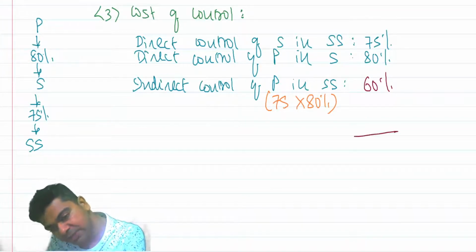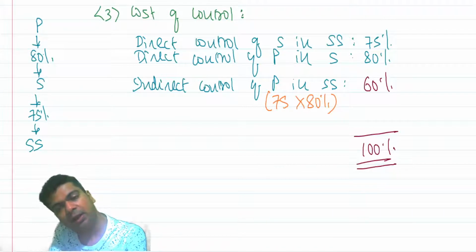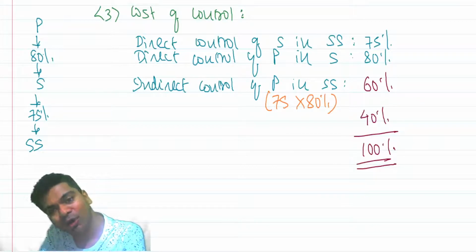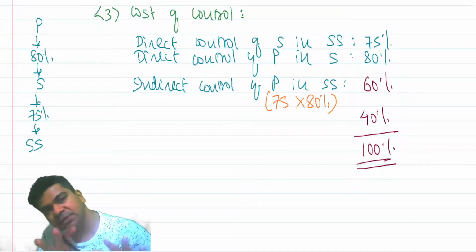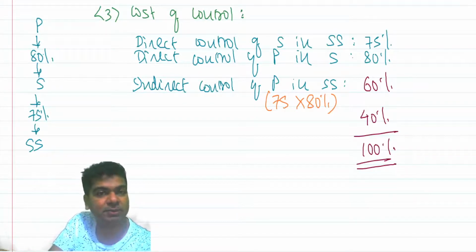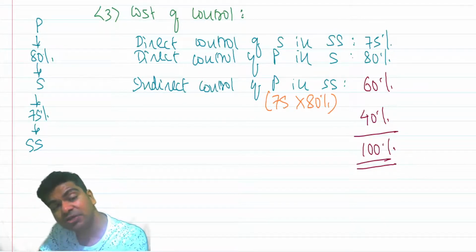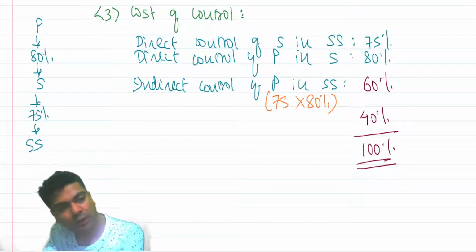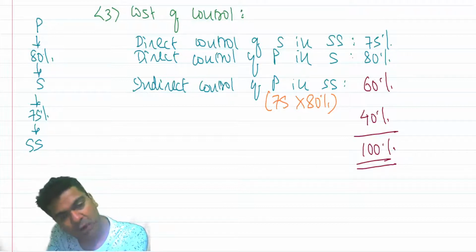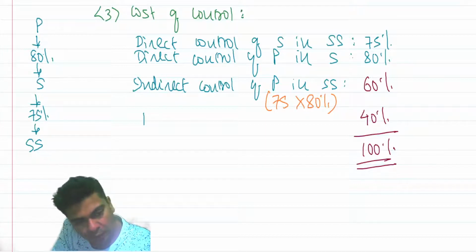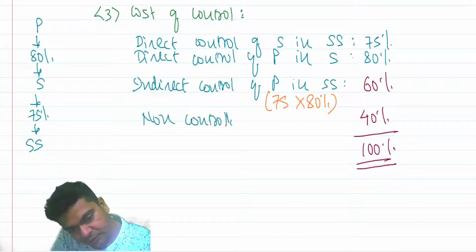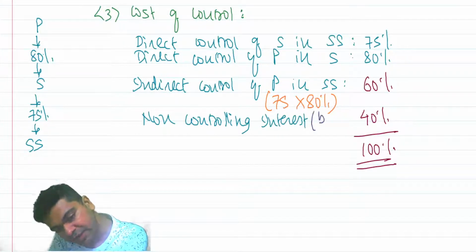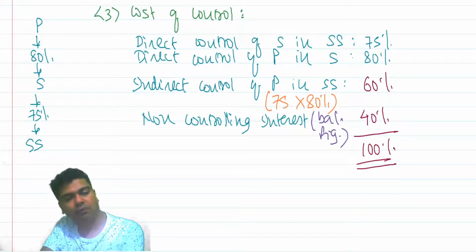Now we know that the total percent should be 100, isn't it? So 40% is the balancing figure. 40% will be considered to be the non-controlling interest. I have effective 60% control over SS. If you have effective 60% control over SS, then the remaining shares naturally are owned by the non-controlling shareholders. So 40% is the non-controlling interest. We are getting this non-controlling interest as a balancing figure, 40%.